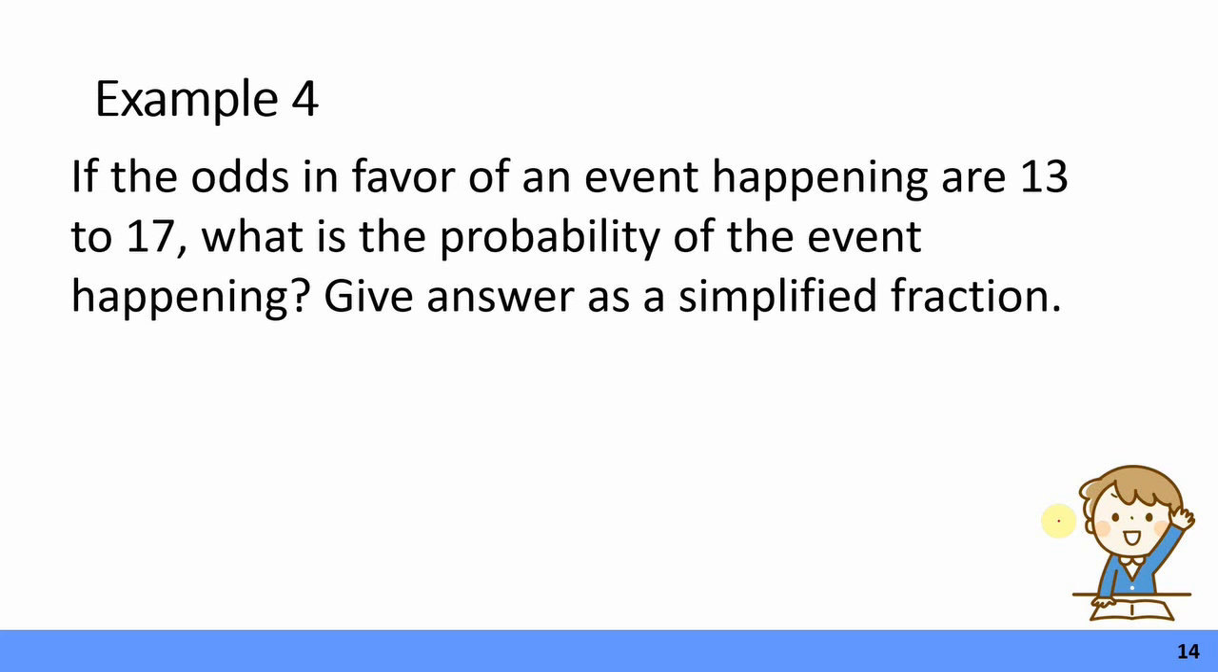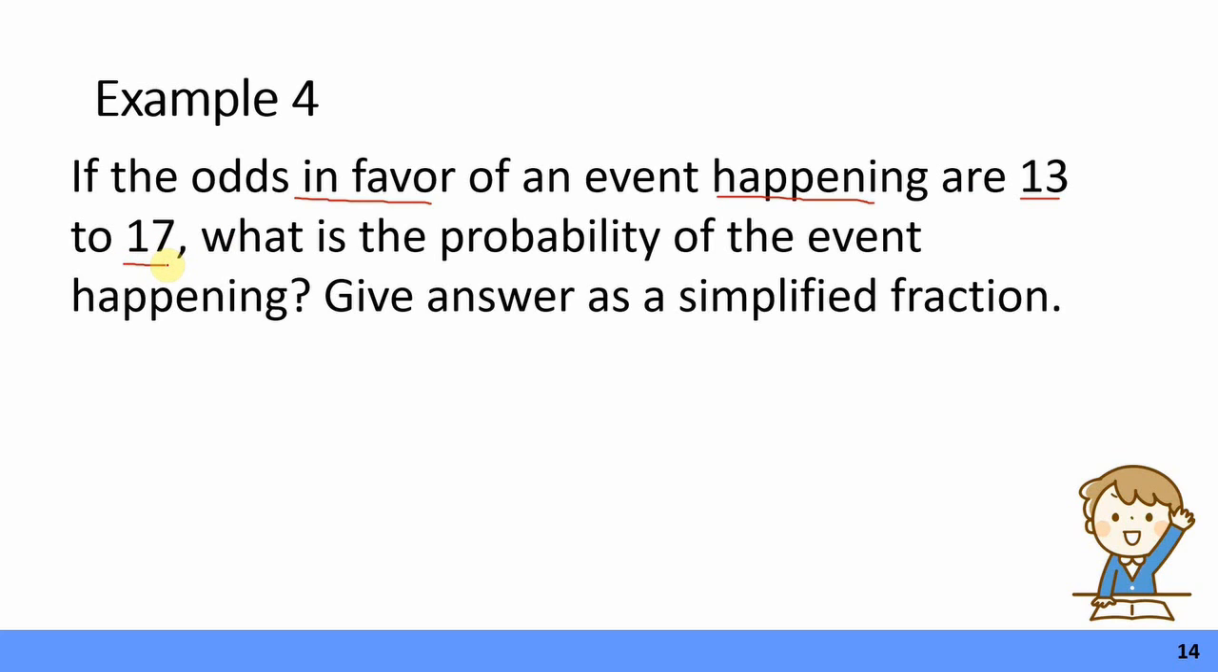All right, so in this problem, I give you the odds and I'm asking you for a probability. So if the odds in favor of an event happening are 13 to 17, what is the probability of the event happening? And of course, they want your answer as a simplified fraction. So just like I did with the other example, when you have men and women and you want to find the total amount of people in the group, you just add them. Same thing here. If the event in favor that is going to happen is 13 to 17.